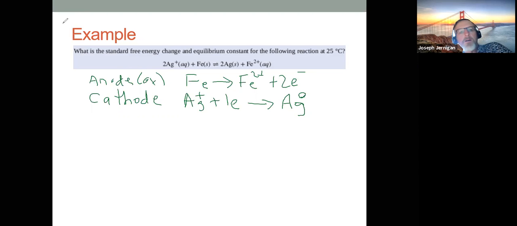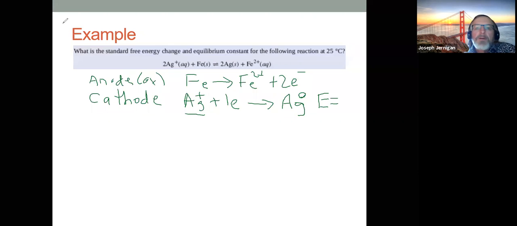I don't mind at all. And I appreciate you again asking me that. So when you're given a problem like this, the first thing I would do is pull that table up. That's the holy grail, right? And that table is going to show you that the silver couple has an E0 that is more positive than the iron couple, okay? So I know that silver ion is going to oxidize iron, okay? I know that's going to happen.